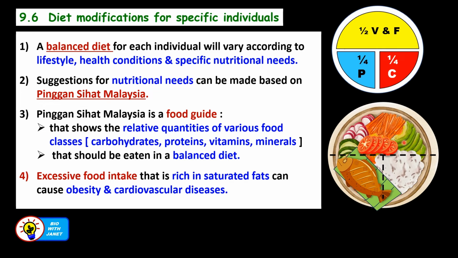For most people, the food that's lacking is vegetables and fruits, right? And there tends to be too much carbohydrate. So we've got to change that if our plate doesn't resemble the Pinggan Sihat Malaysia. Excessive food intake that is rich in saturated fats can cause obesity and cardiovascular diseases. We'll come to that later.